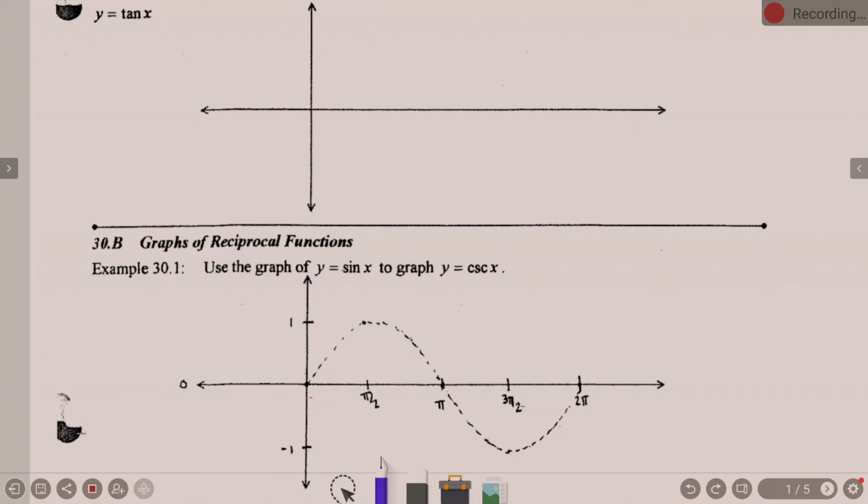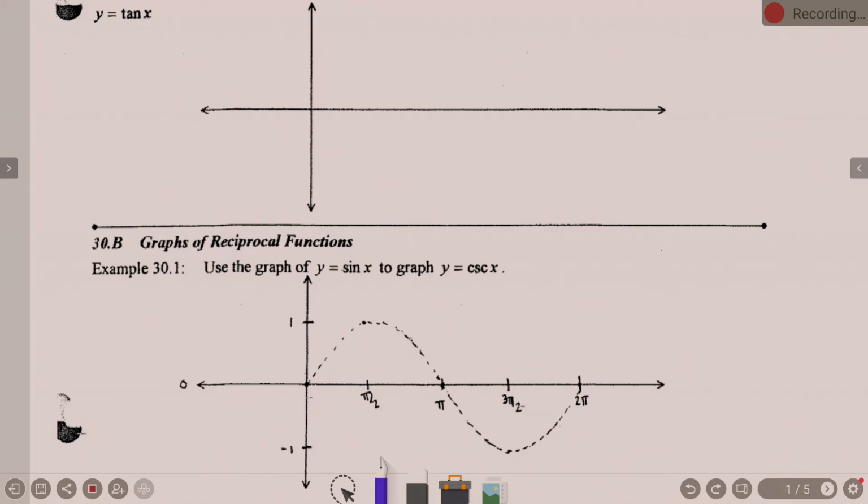The key is remembering, I mean, if you know tangent, then you can figure out cotangent. But it's just remembering where the zeros are. So in other words, where we cut through the x-axis, as opposed to where the vertical asymptotes are. You know, it's just remembering all of that.